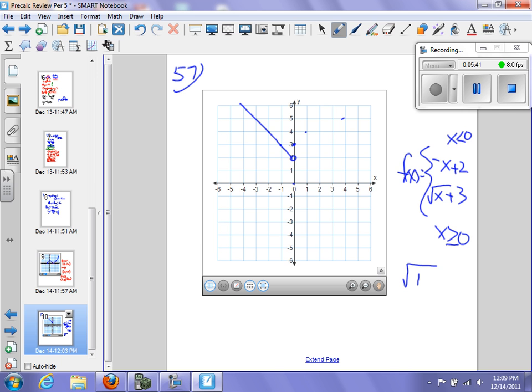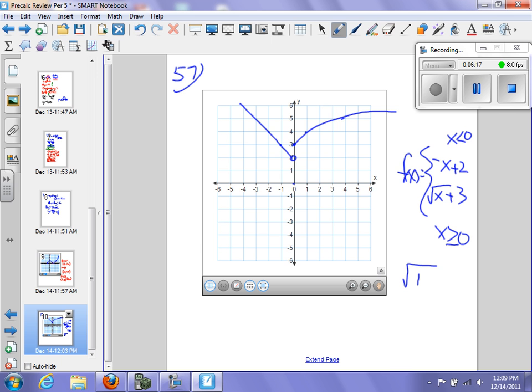You can kind of see already, if you know the library functions inside out, that this is going to take off and go like that. This is the parent function of the square root of x plus 3, so it's raised up 3 units. There are no transformations in the final. Okay, so that's a piecewise function, and that's how you would graph it.